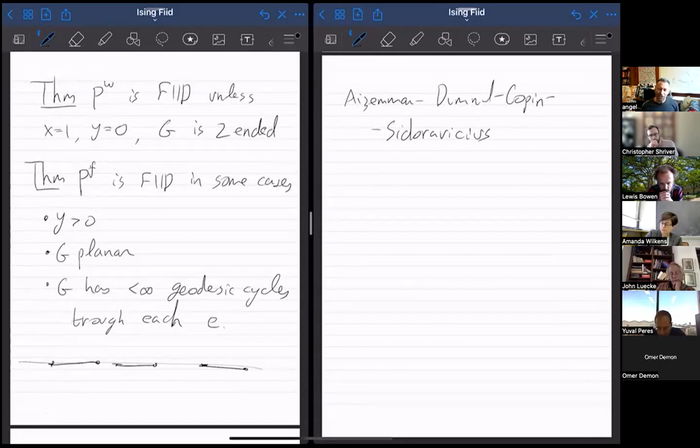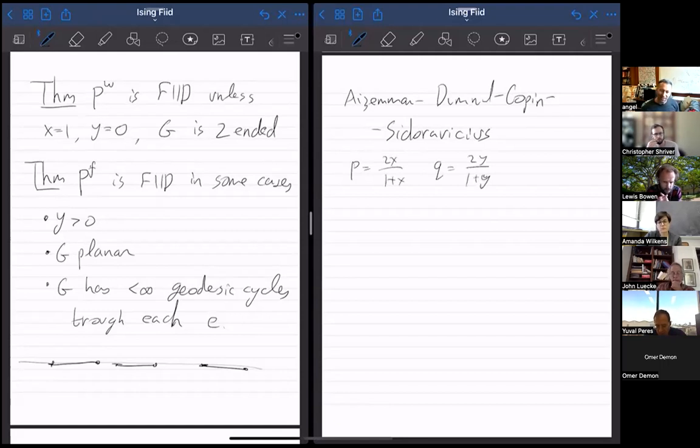So they have a relation between the loop O(1) model and the FK Ising model. And the relation, so you have the two parameters p and q for the FK Ising model, you have the two parameters x and y for the loop O(1). So there's an explicit relation: p needs to be 2x over 1 plus x, and q needs to be 2y over 1 plus y.